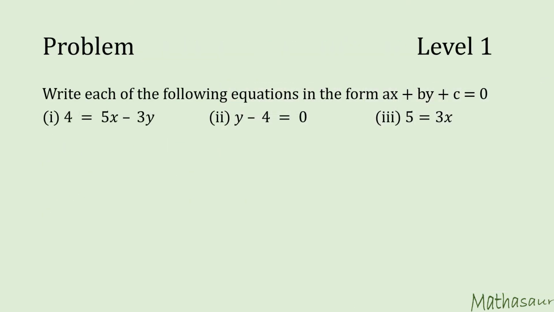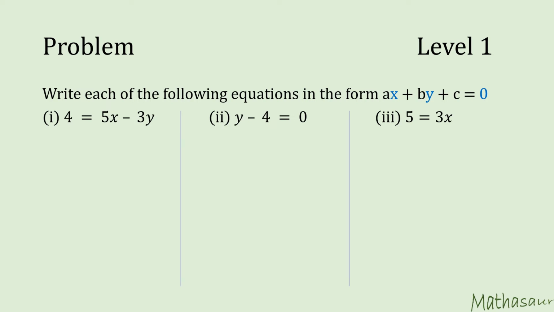Let us look at a few problems. Write each of the following equations in the form ax plus by plus c equals 0. We are given three equations: 4 equals 5x minus 3y, y minus 4 equals 0, and 5 equals 3x. Now what we are looking at is something about x and y on the left hand side and a 0 on the right hand side.